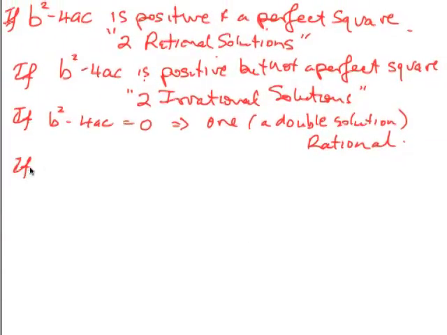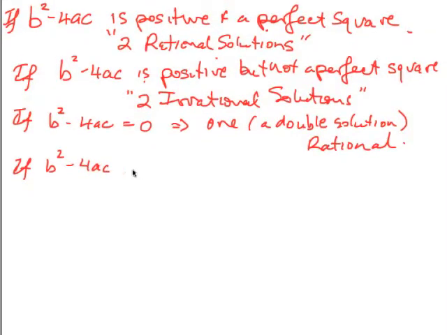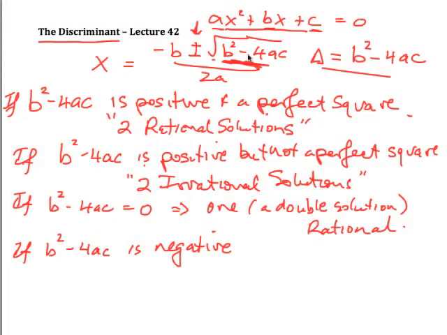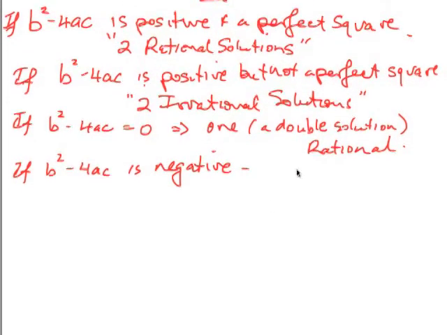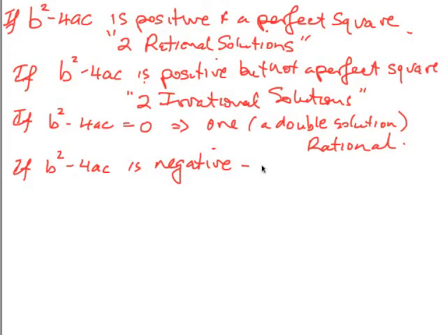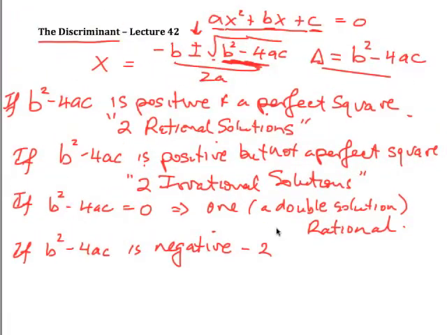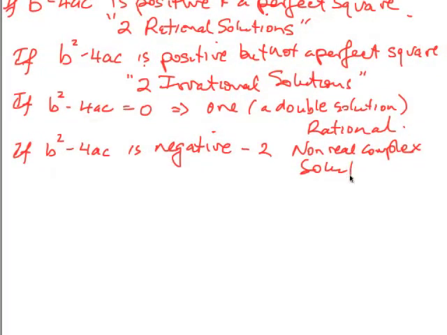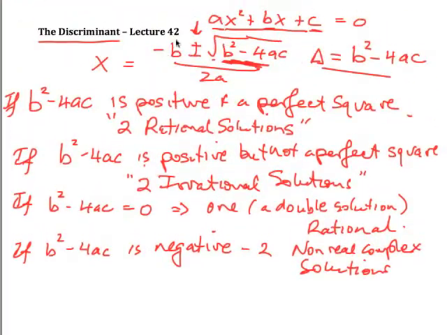Okay. Now if b squared minus 4ac, right, is negative, less than 0, then we'll be finding the square root of a negative number, which means we're going to get an i out the front here as an imaginary part. So again, in this case, we're going to get a 2 again because of the plus or minus. We're going to get 2 non-real complex solutions. Non-real because we'll have a number here plus or minus i by a number here.